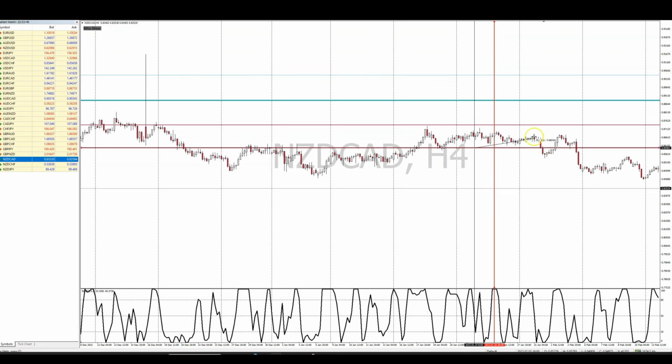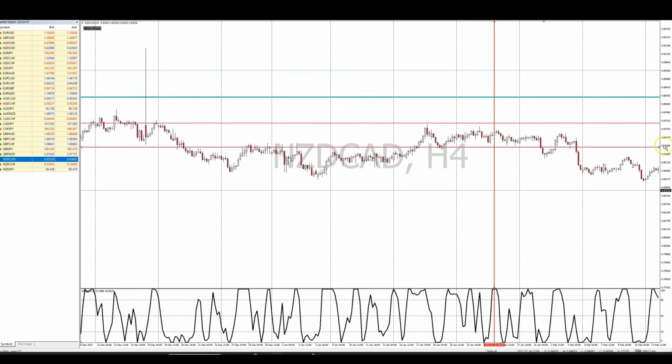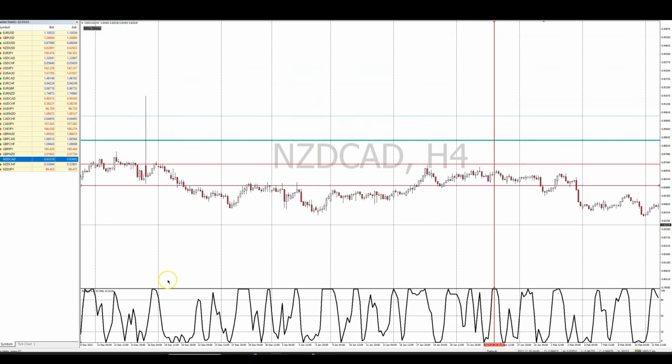It took us about a week to get there, but we got there. 142 pips, easy money, stress-free trading. You just let your trades play out. Okay, so that's an example of a sell stop order right there. All right, so let's continue.